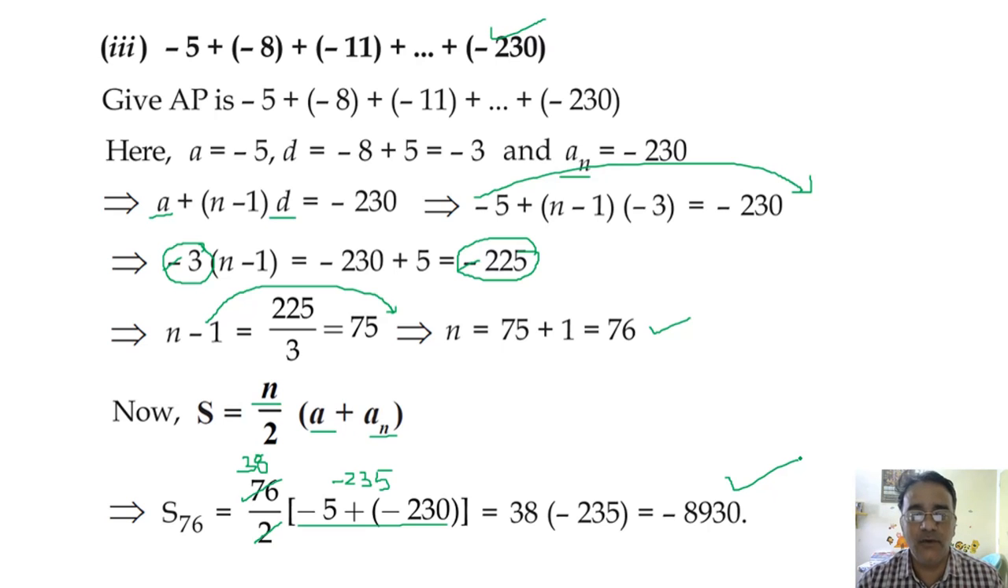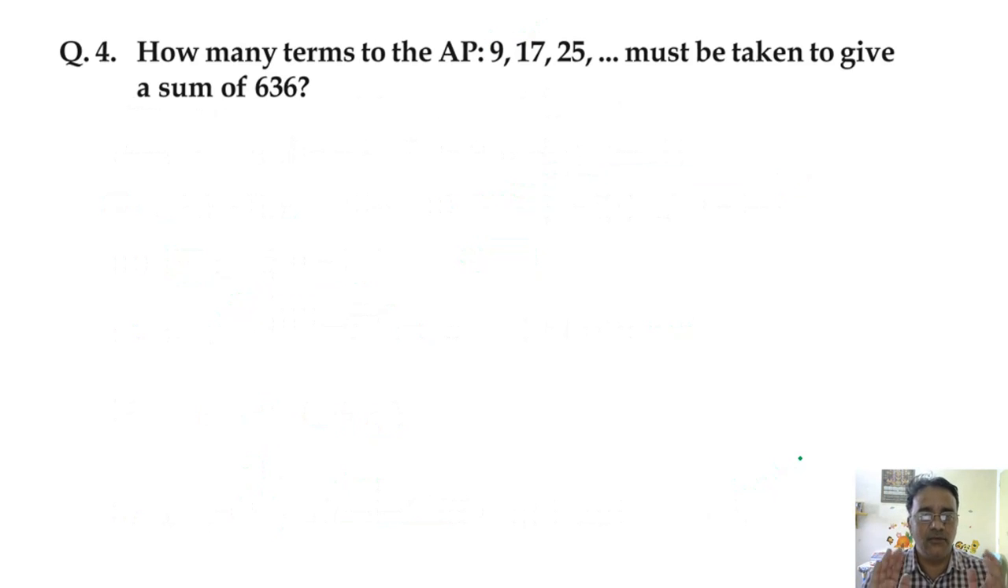Now we'll move towards the very important type of question of this exercise. How many terms of the AP 9, 17, 25 and so on must be taken to give a sum of 636? How many terms? That means you have to find the value of n. So let us start with the given AP.